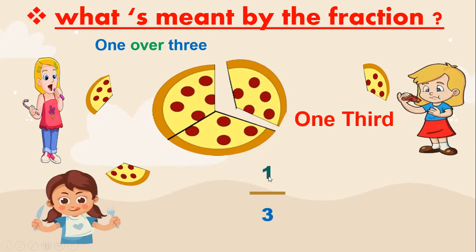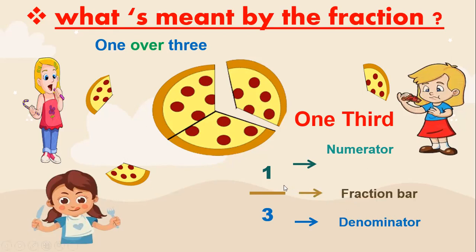1 over 3. Do you know what 1 is called? 1 is called the numerator. Bravo. The number at the top is called the numerator, and the number at the bottom, D down, is called the denominator. And this is called a fraction bar. So the fraction can be read as 1 over 3 or 1/3. Do you understand?